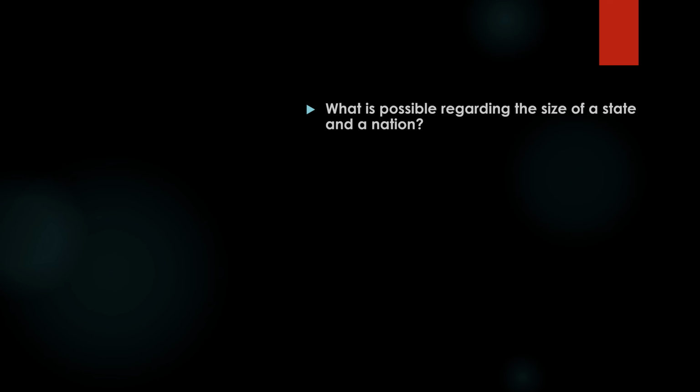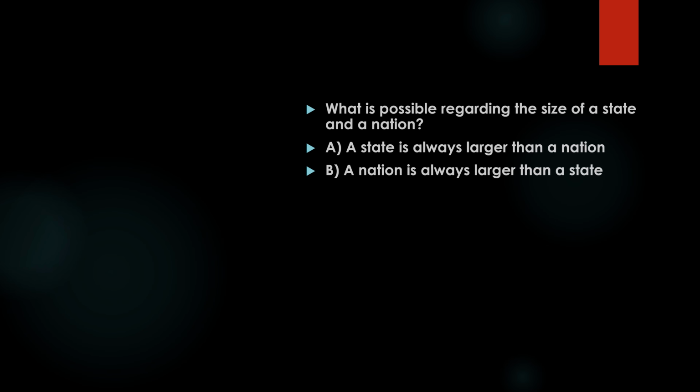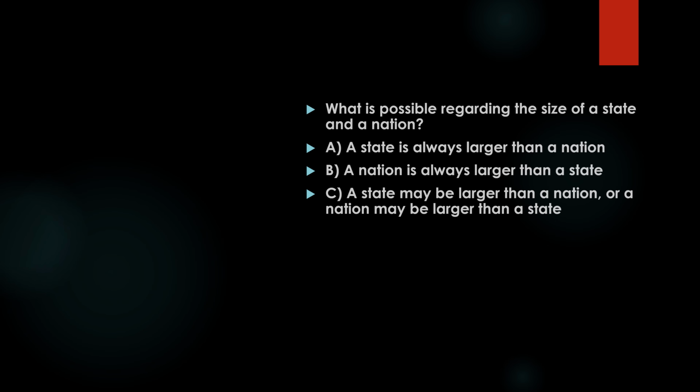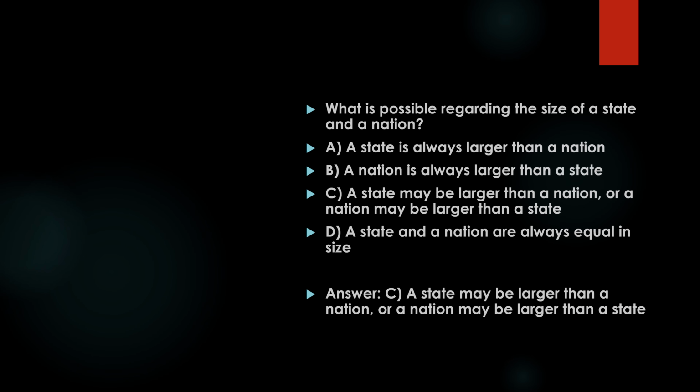What is possible regarding the size of a state and a nation? A state is always larger than a nation. A nation is always larger than a state. A state may be larger than a nation, or a nation may be larger than a state. A state and a nation are always equal in size. Answer C. A state may be larger than a nation, or a nation may be larger than a state.